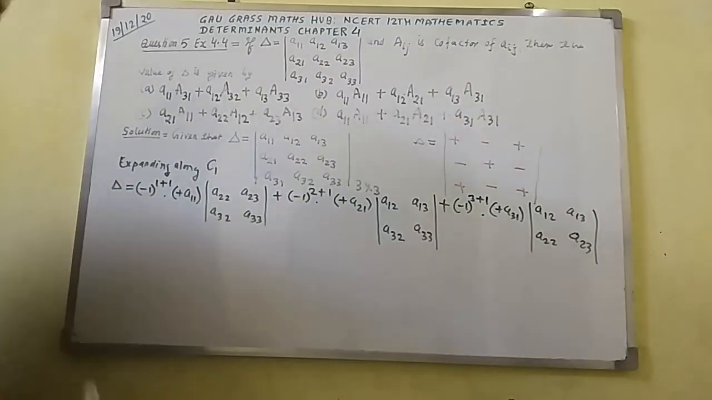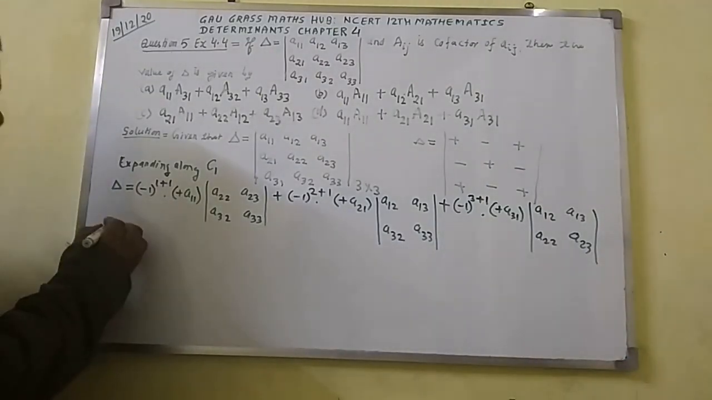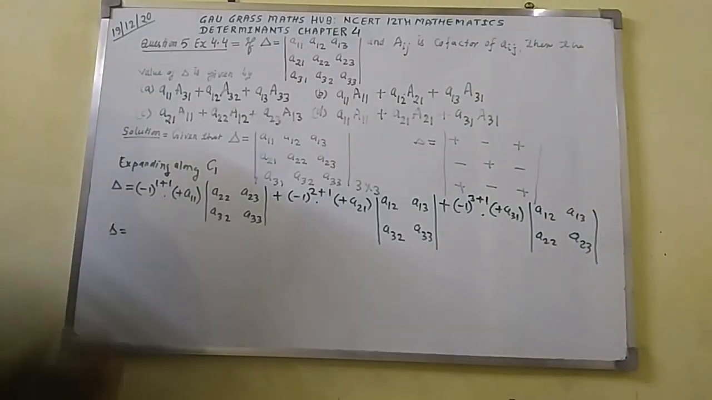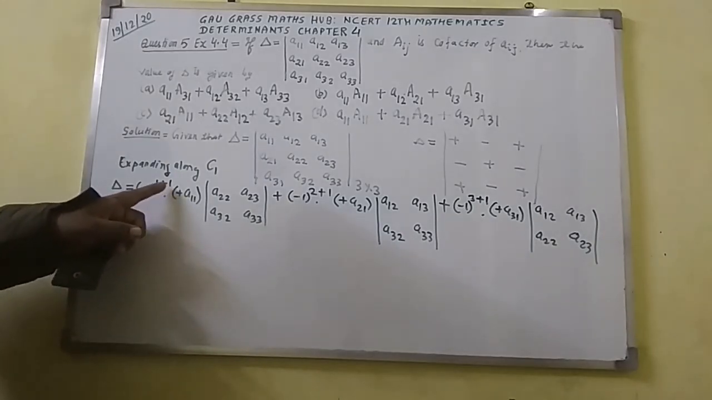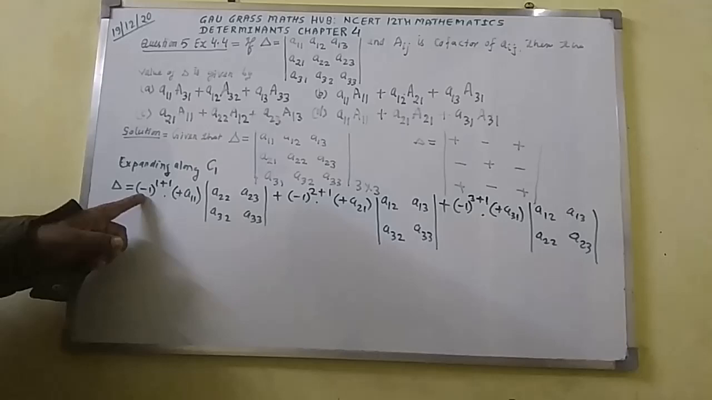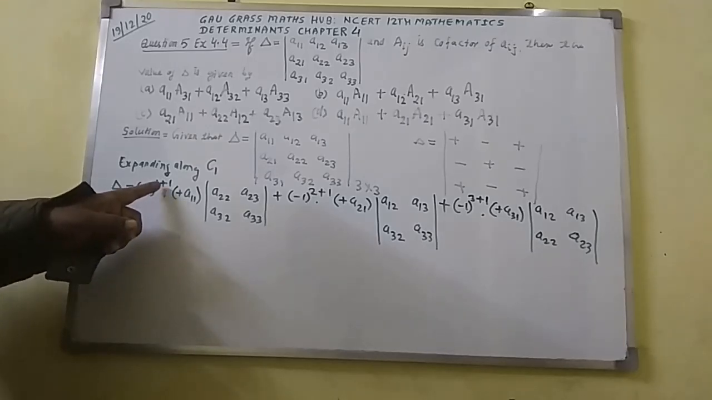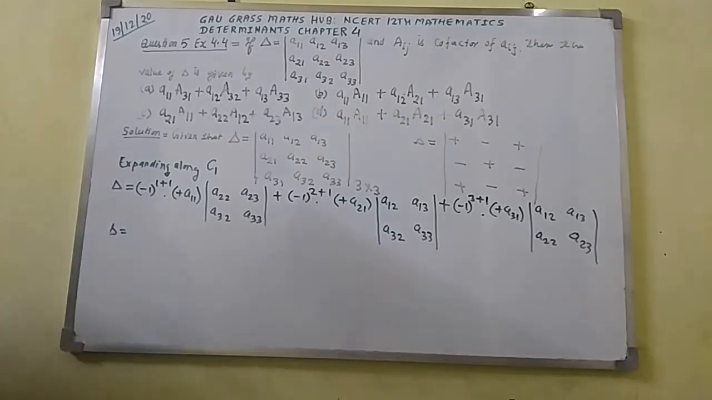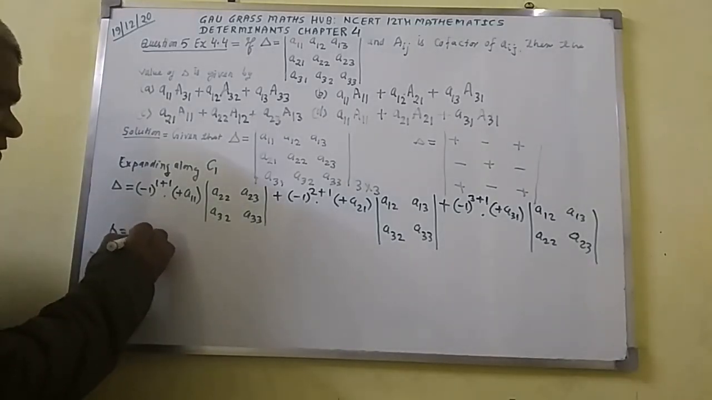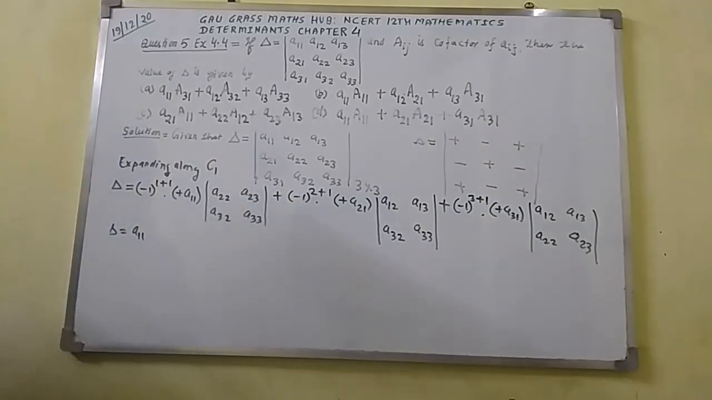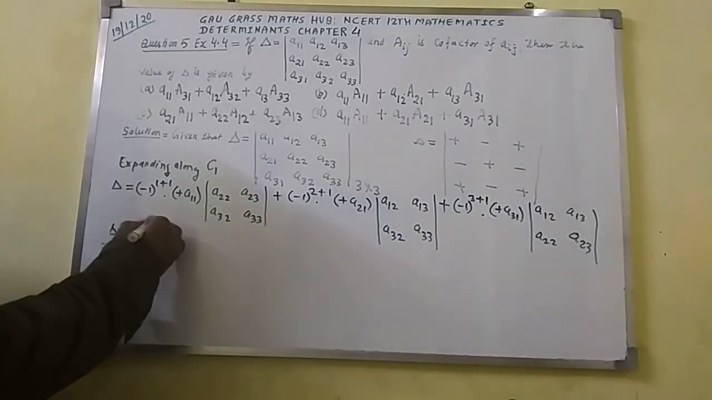So now do the operation here. Here you will get 1 plus 1 comes out to be 2, minus 1 raised to the power 2 comes out to 1. So this element will be written a11 in bracket.